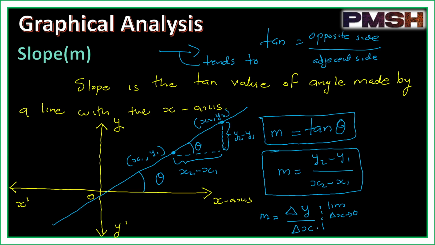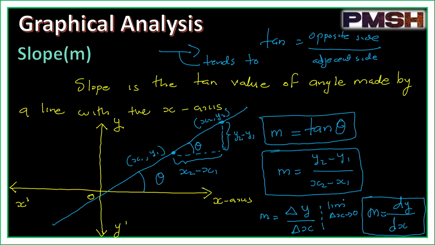I have told this dx concept in instantaneous velocity or instantaneous speed in the previous lecture. So here, if the limit delta x tends to 0, that is, the denominator is very small, then the slope can be found using the equation m equal to dy by dx. So this is another equation for finding the slope.